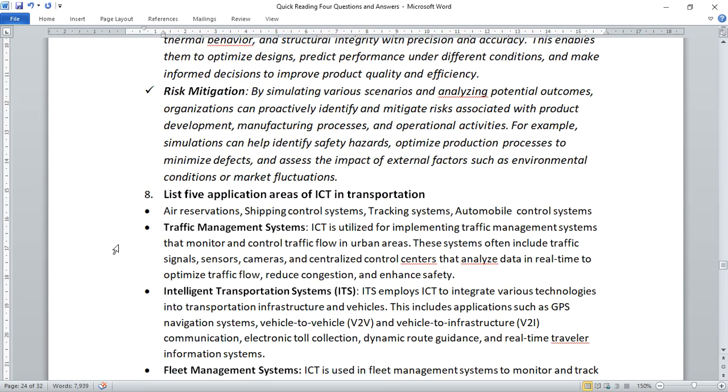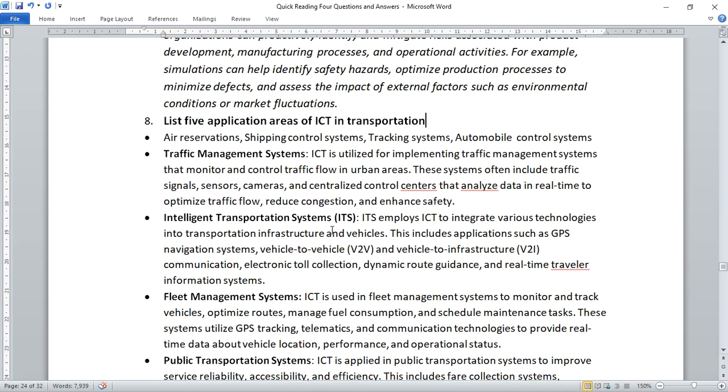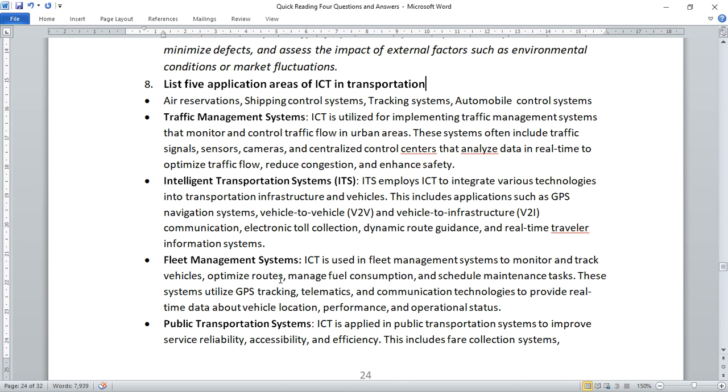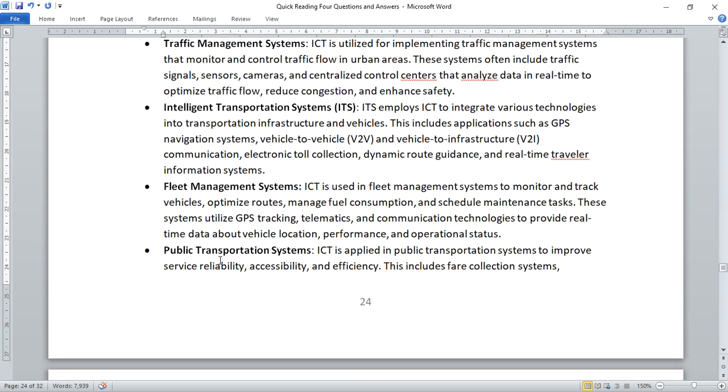List the 5 application areas of ICT in transportation. So you can talk about air reservations, shipping control systems, tracking systems, automobile control systems. Also, you can add this one. We have traffic management systems. You can still pause and read more. We have intelligent transport systems. We have fleet, fleet is road or luggage, mizigo. Fleet management systems. Then we have public transport system.